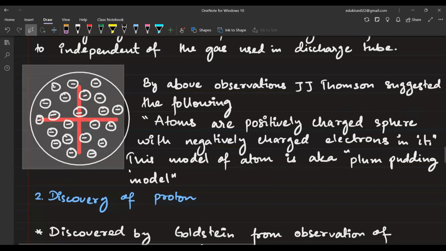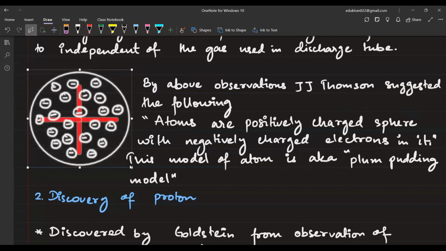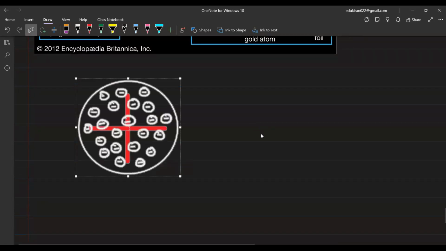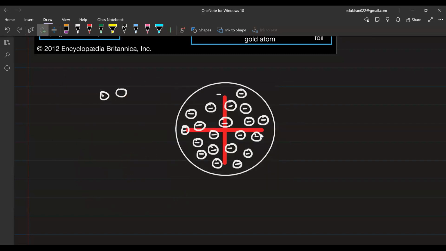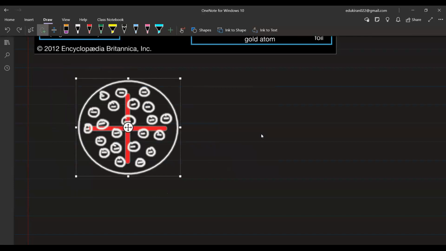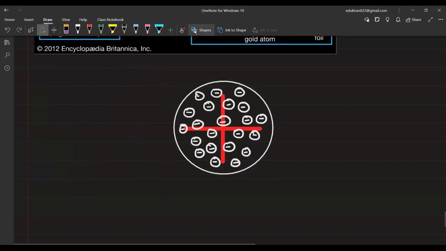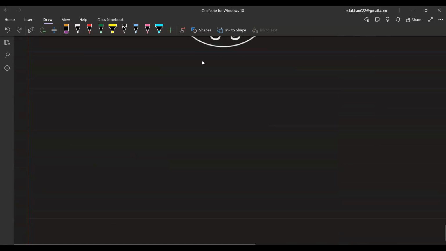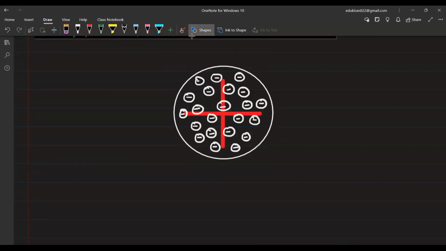This is the plum pudding model, right? Yes or no? So this is the model of atom that we already have. Now, when we say alpha ray particles, what are those alpha ray particles? Positively charged. Now, when something positively charged is going to strike a negatively charged, here you have negative charges and the complete atom is positively charged. The complete atom is positively charged.